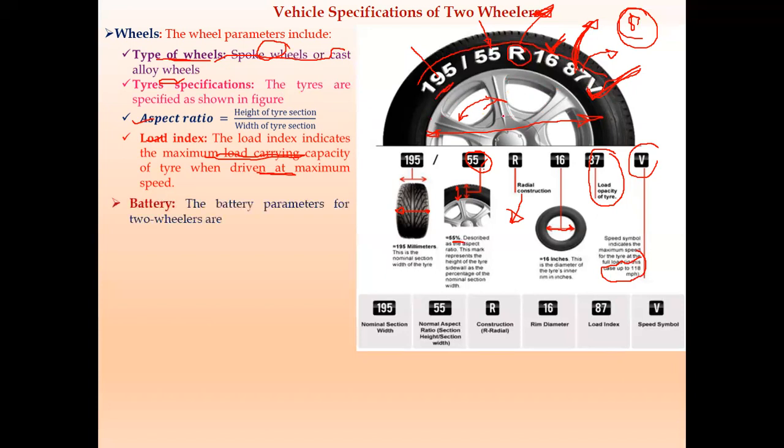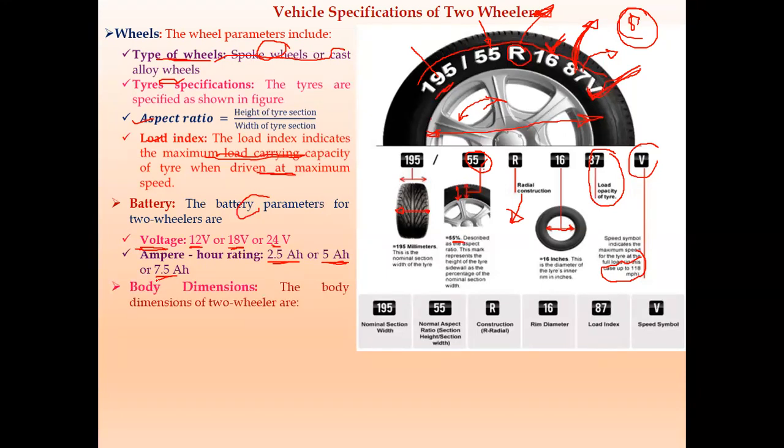Now next parameter is the battery. So generally the battery parameters of two-wheelers include the voltage. If you see the voltage of battery in case of two-wheeler, it is either 12 volt, 18 volt, or it may be 24 volt. Then we have current, the ampere hour rating. It may be 2.5 ampere hour, or 5 ampere hour, or 7.5 ampere hour. So these are the current ratings.